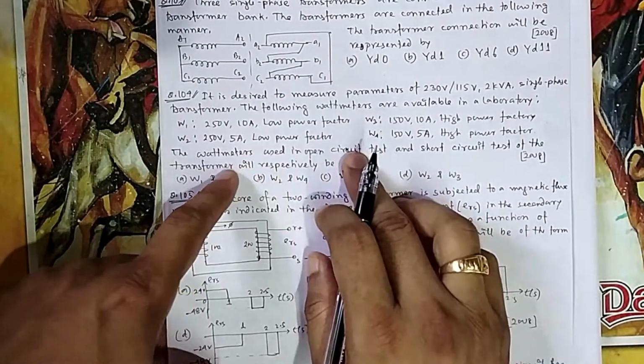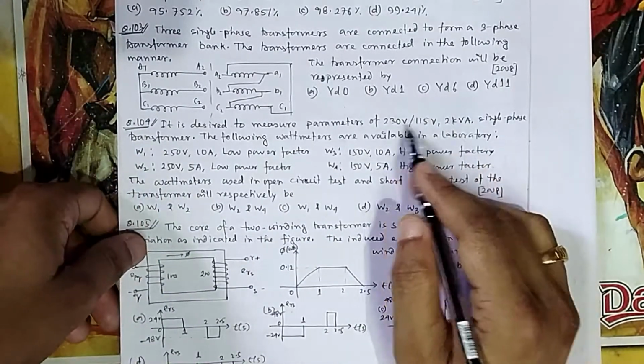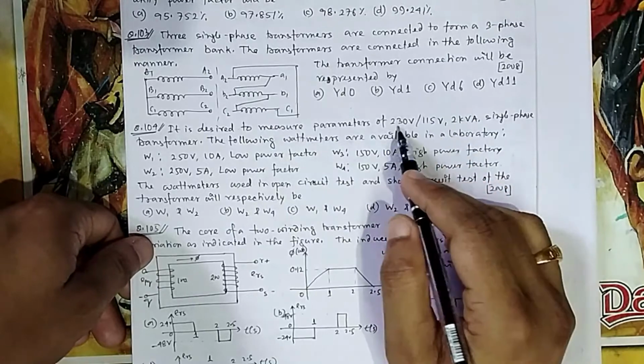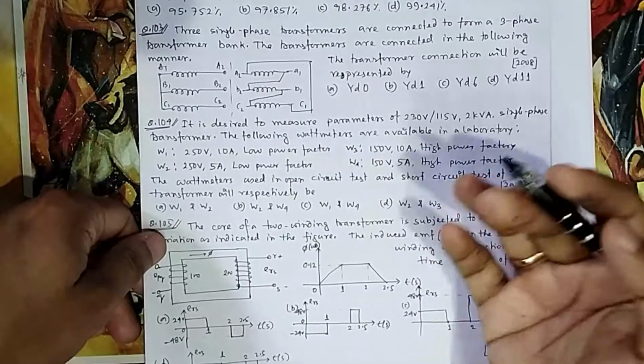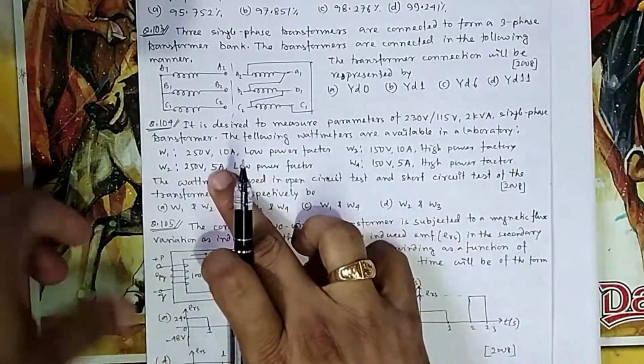So you will be using low power factor, and magnetization current is very less because it is 2 kVA. So you can see what current it will take. 2 kVA divided by 230, it will be hardly 10 ampere, less than 10 ampere is the rated current, and magnetization current will be very, very low. So you can easily use 5 ampere.